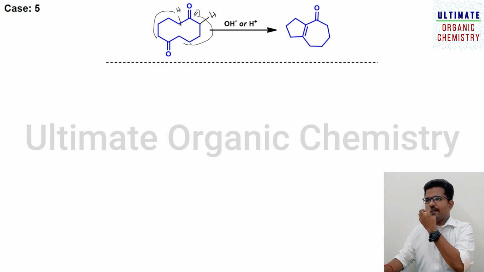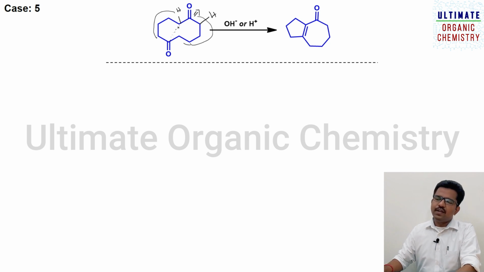So if this alpha hydrogen reacts here, it will lead to the formation of a bicyclic ring, where you have a 5-member ring, because there is a bond formation between these two. So here you have a 5-member ring, that is 1, 2, 3, 4, 5. The other side, if you check, 1, 2, 3, 4, 5, 6, 7. So you will get a 5-member ring and a 7-member ring, forming a bicyclic system.